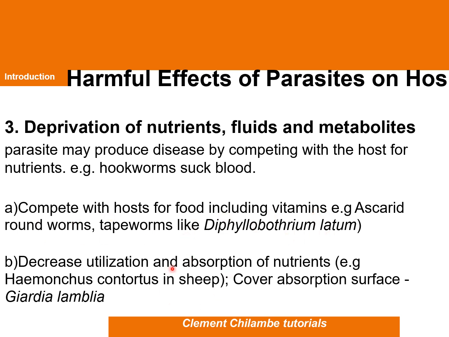Example, the same tapeworms. We have tapeworms and also roundworms. Tapeworms like Diphyllobothrium latum are actually involved in competing with the host for food. And by food we mean even vitamins, right? And some other nutrients. Then there is decrease of the utilization and absorption of nutrients. Example is when the sheep is the host. A parasite called Haemonchus contortus in sheep is able to decrease the very utilization and absorption of nutrients, and that is utilization, by the way.